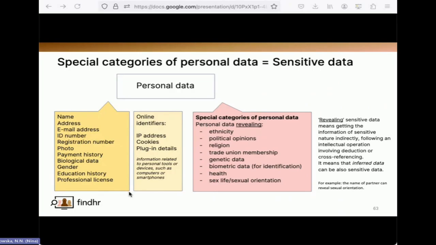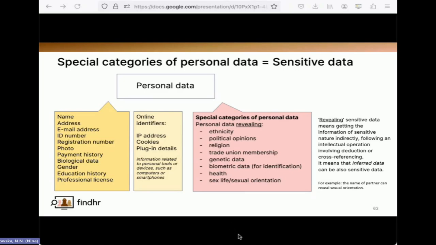And the word revealing here is very important, because it means that inferred data can also be treated as sensitive data. For example, there was a case by the Court of Justice of the European Union, which is the main court for European Union law in Luxembourg. And the court said that the name of the partner can reveal sexual orientation. So the name of the partner is also sensitive data, and it deserves more protection.